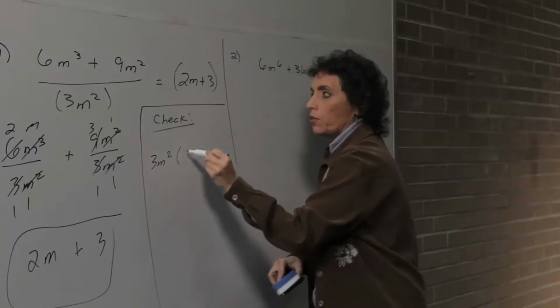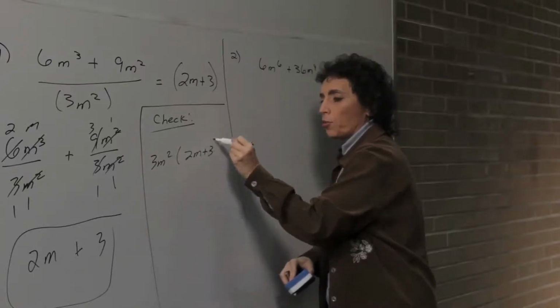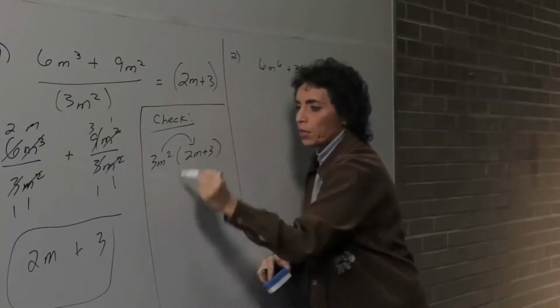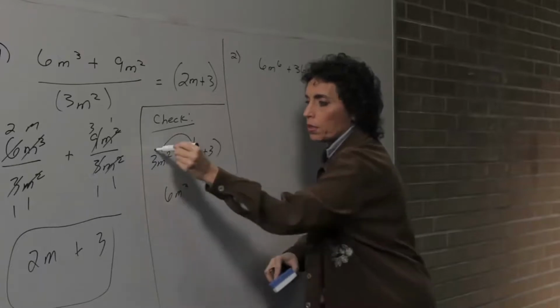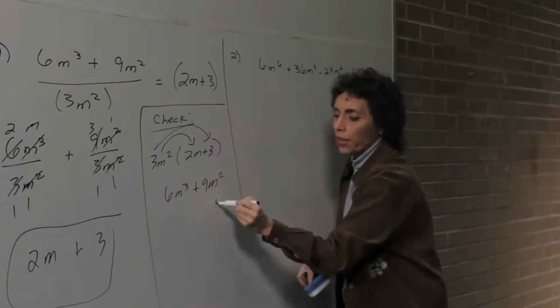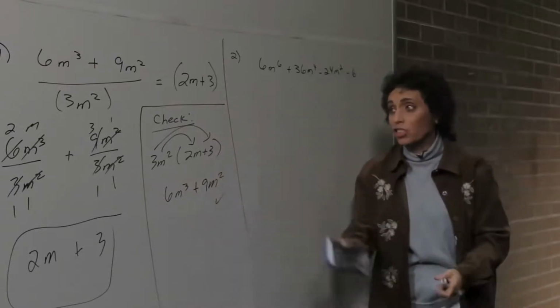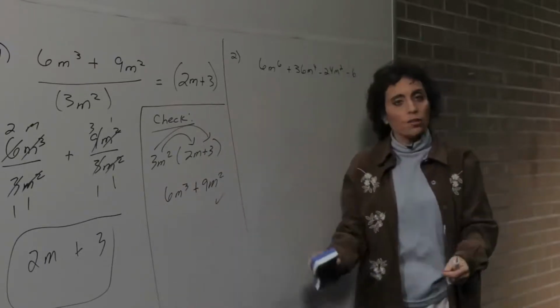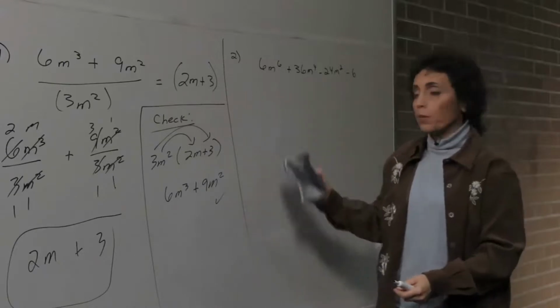(3m squared times 2m plus 3). Okay, distribute. We get 6m cubed. 3m squared times 3 is positive 9m squared, and there's the numerator. You're done. That's the check. Really easy.